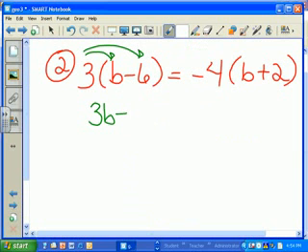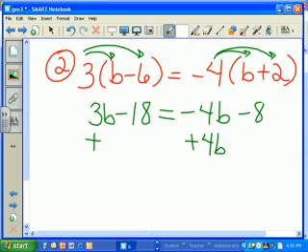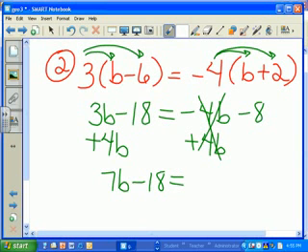So this will be 3 times b minus 3 times 6, which is 18, equals, I'm going to do the same thing over here. Distribute the negative 4 to both of those numbers. Negative 4b minus 8. Okay, now what? We need to get the b's on one side of the equal sign and the constants on the other. So we'll add 4b to each side. That makes 7b minus 18 equals 4b and minus 4b cancel, negative 8.